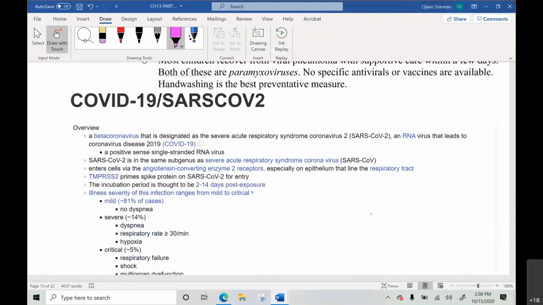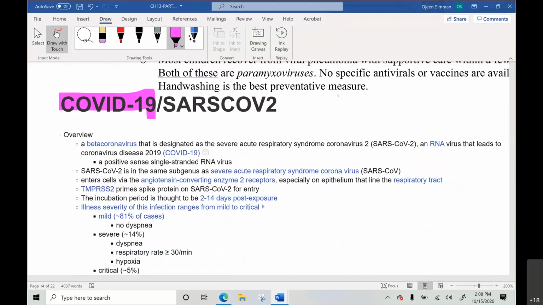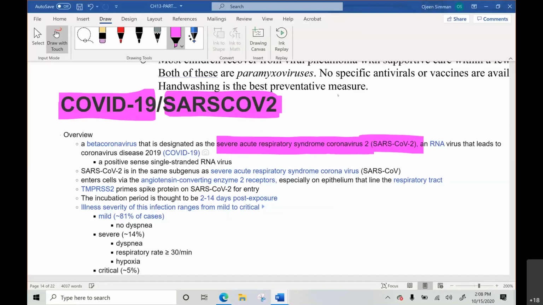Okay, now let's talk about the coronavirus, which is the disease. Again, the name of the disease is called COVID-19. The name of the virus is called SARS-CoV-2, which stands for the SARS and then the CoV, C-O-V, coronavirus, and then 2. So severe acute respiratory syndrome coronavirus 2. That's the name of the virus that causes the disease known as coronavirus disease 2019.